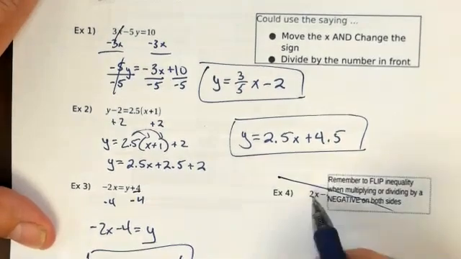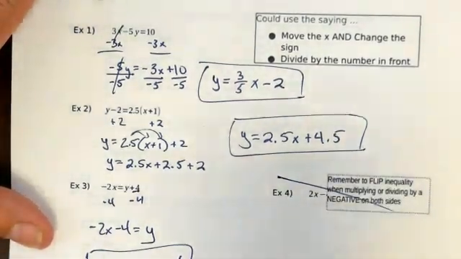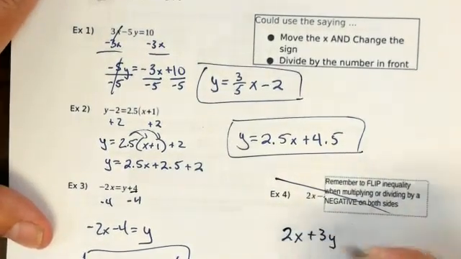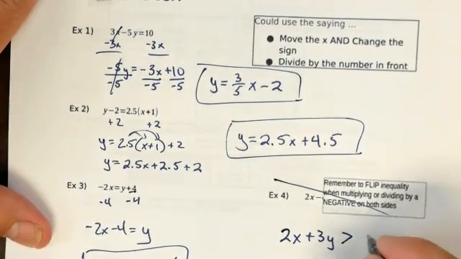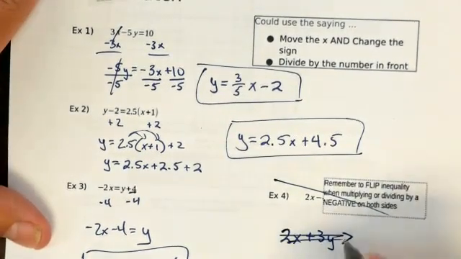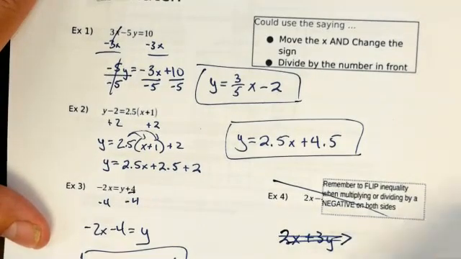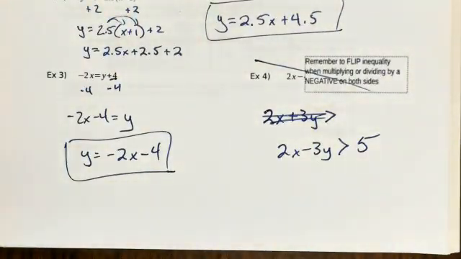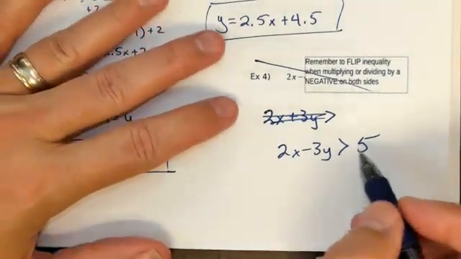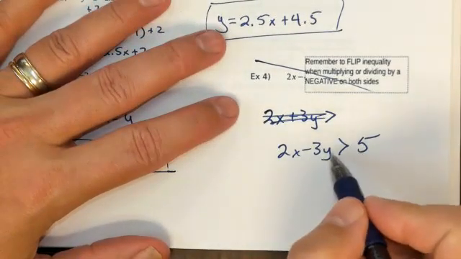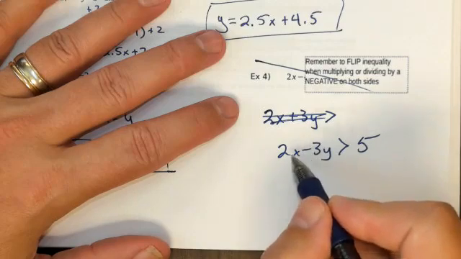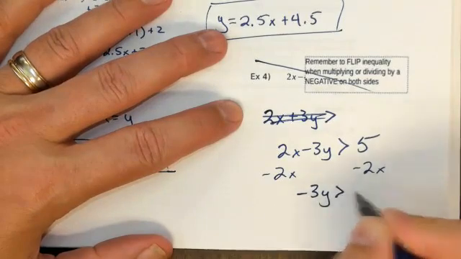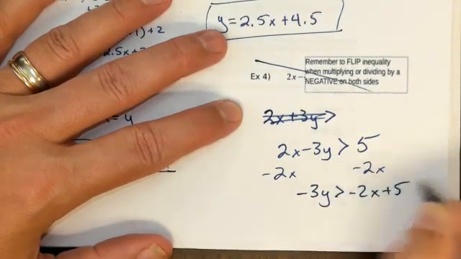This one don't worry about because I can't see it because it's covered up. But what this says is if these are inequalities, if I have 2x minus 3y is greater than 5, do the same thing. I want to solve for y. This is attached, so ignore it. I want to get rid of this. So minus 2x. So I have negative 3y is greater than negative 2x plus 5.